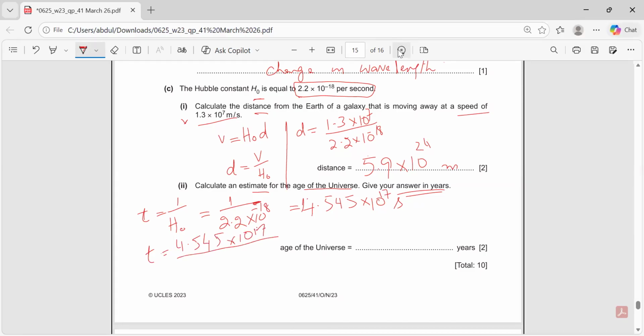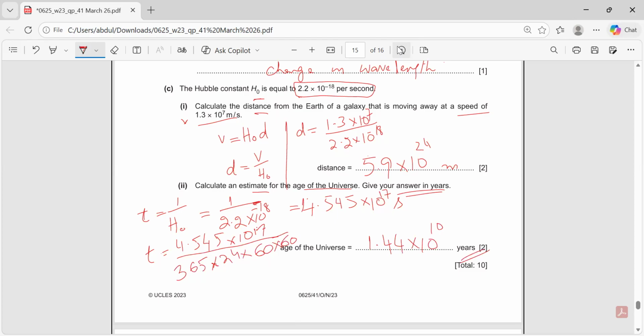over, each year has 365 days. Each day has 24 hours. Each hour has 60 minutes. Each minute has 60 seconds. So when I'm simplifying this, the answer over 365 times 24 times 60 times 60, I'm getting, my dear friends, 1.44 times 10 raised to power 10 in terms of years.